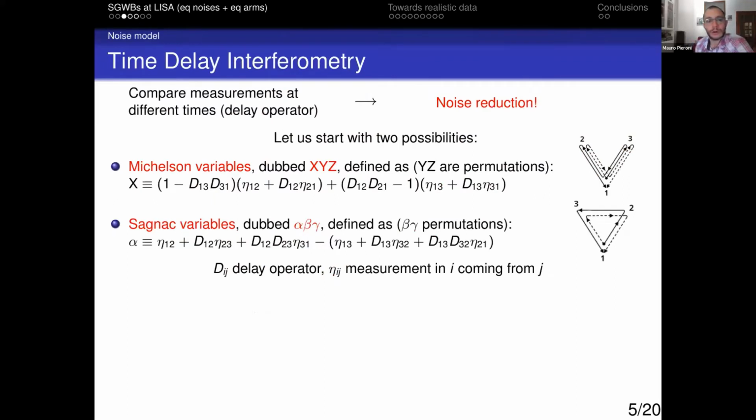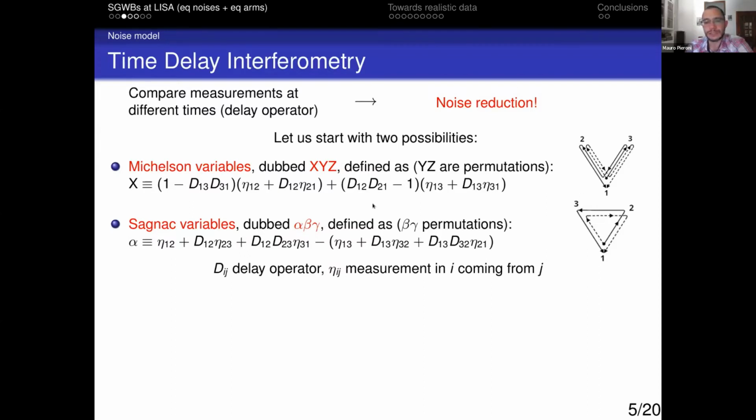Okay, so moving on to even more data-related things. What you need to do to achieve the required noise level is to perform some operation to get noise reduction. And this is what TDI is, time delay interferometry. Two of the possible choices you can make are the ones I'm showing here: Michelson TDI variables or Sagnac variables. Michelson variables are typically dubbed XYZ, Sagnac alpha, beta, gamma.